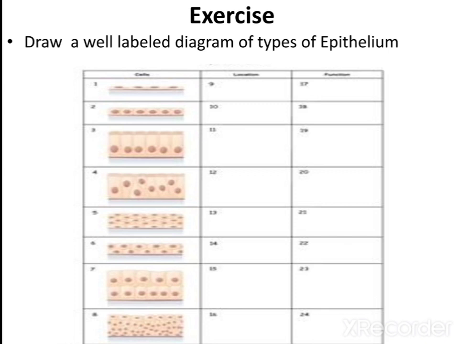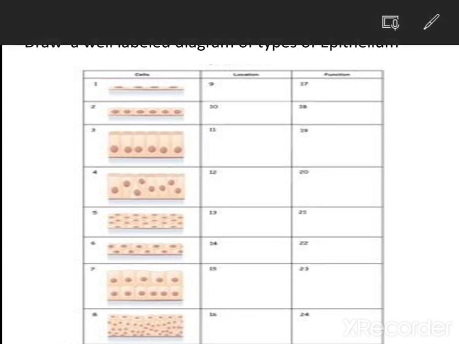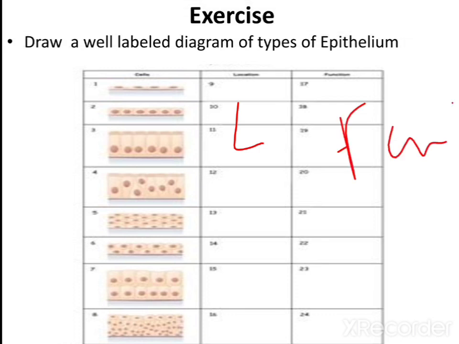Then this is the exercise. For this you have to draw all the types of epithelium in this kind, and also there are two columns given over here. These columns include the location and function. So in the first column you write the location, and in the second column you write the function for all the epithelium. This is the exercise for you for your files.